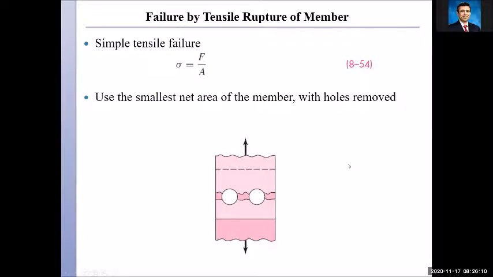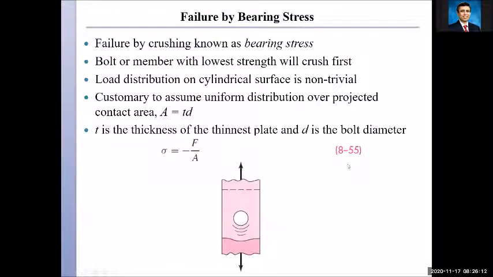The fourth type of failure would be bearing stress. Bearing failure is going to happen by crushing, known as the bearing stress. And I could crush either the bolt or the member. So the bolt or the member with the lowest strength is the one that will crush first. The load distribution on a cylindrical surface is non-trivial. So the load is distributed on this cylindrical surface.